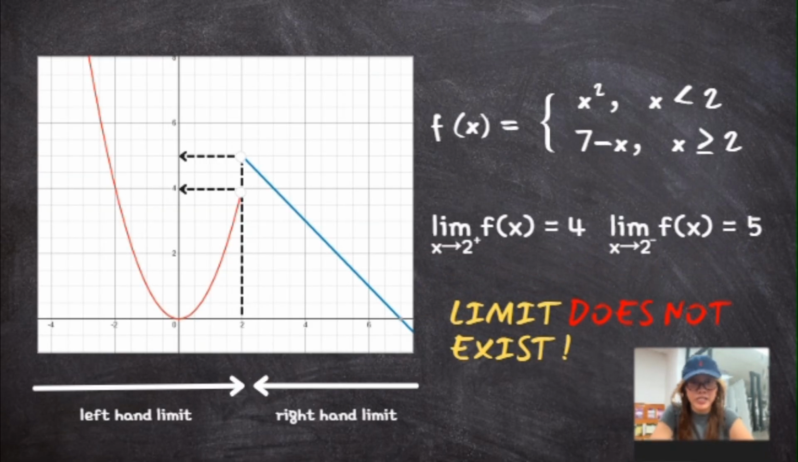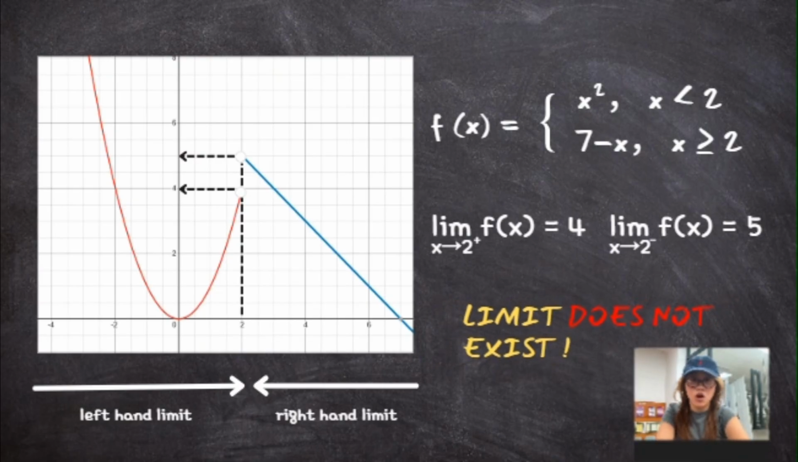So let's look at a case where the limit does not exist. f(x) approaches 4 as x approaches 2 from the left, but f(x) approaches 5 as x approaches 2 from the right. These two values are different, they never meet. So the limit does not exist.